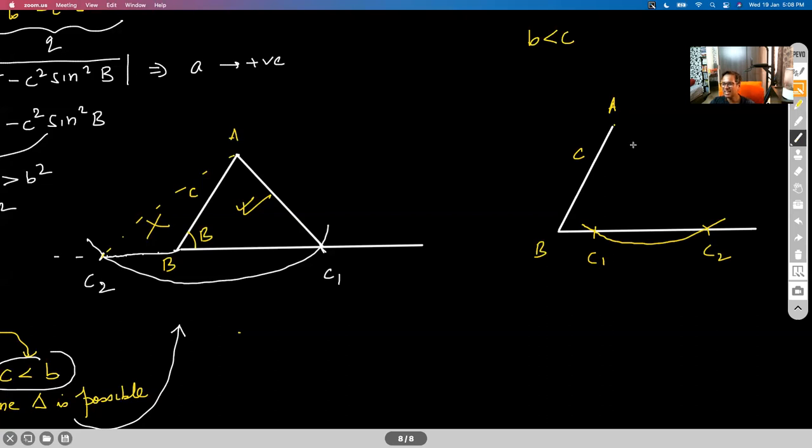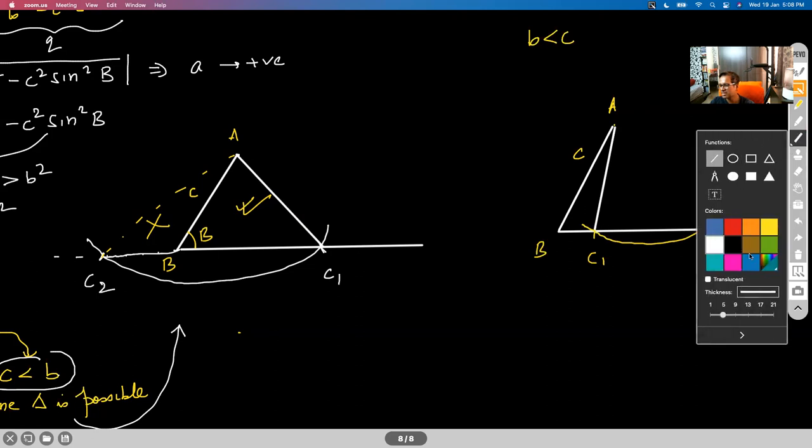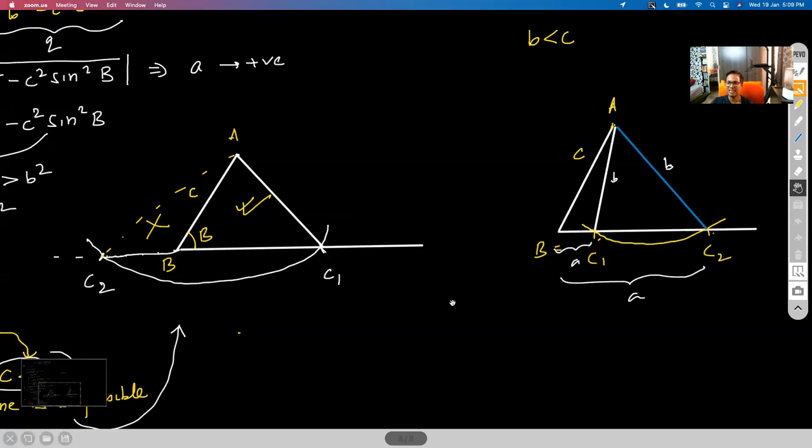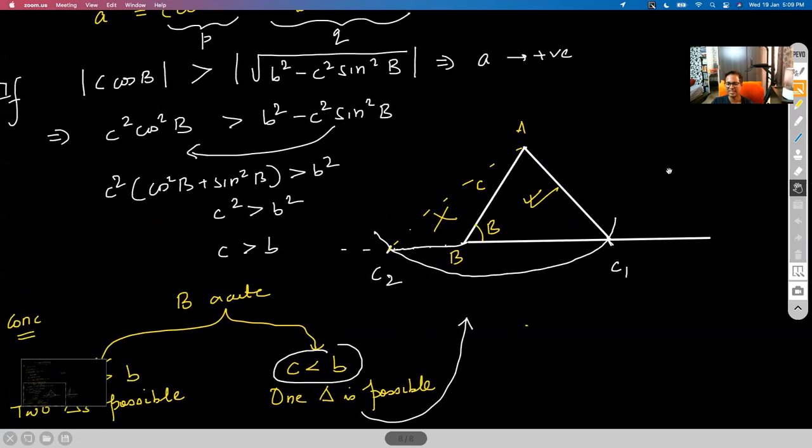So with this, you can frame two triangles, one with this and another with this. Let me make a different color here. One is like what you see on your screen and the other is with the blue line. So this triangle ABC is possible, or this triangle ABC is possible. Are you getting my point here? So this could be your small b, or this could be your small b. This could be your A, this could be your A. Is this fine? So this is your second situation when b is lesser than c.